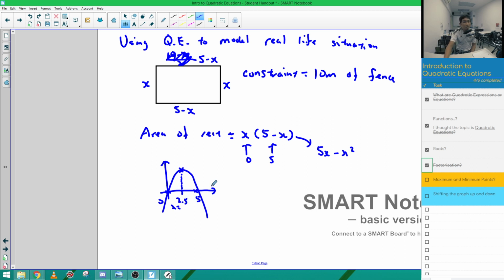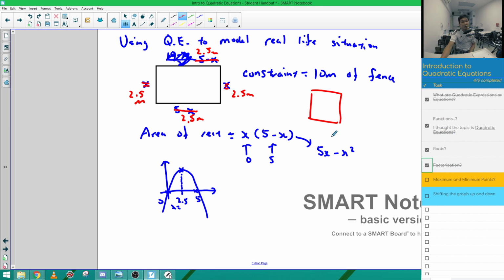So in order for me to build a fence of maximum area, where the area is maxed out, the breadth has to be 2.5 meters, and this has to be 2.5 meters. So if the breadth is 2.5, this will be 5 minus 2.5, which is also 2.5. So you realize that, hey, to get the maximum area out of the fence, I need to build a square fence, a square. That will give me the maximum area.